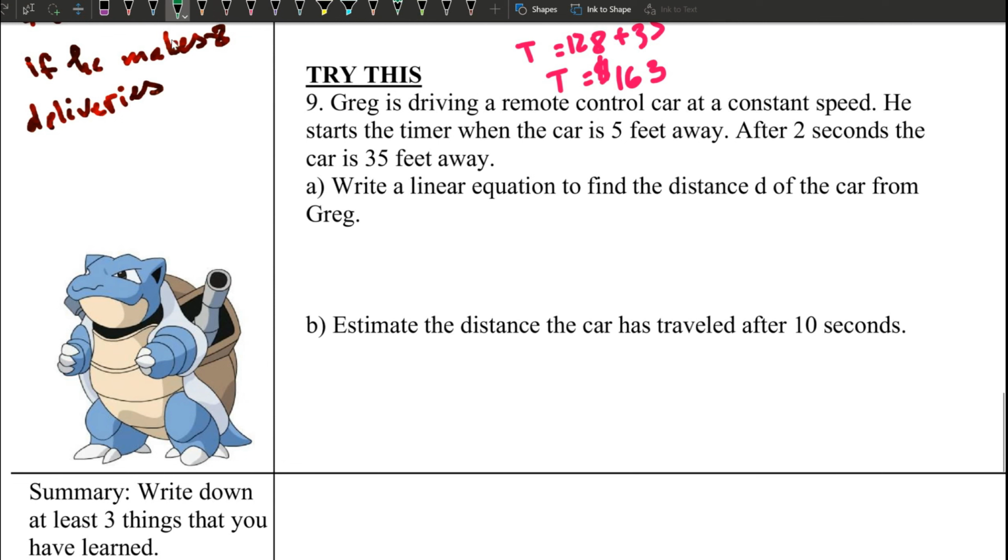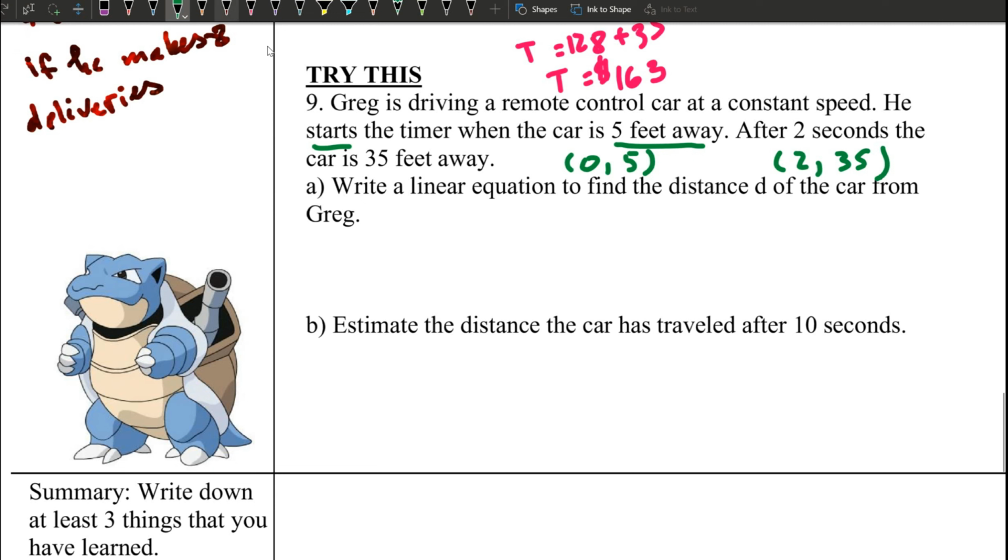Grant is driving a remote control car at a constant speed. He starts the timer when the car is 5 feet away. After 2 seconds, the car is 35 feet away. The car is 5 feet away when the timer starts, so that's the point 0, 5, because that's 0 seconds. And then after 2 seconds, so 2, 35. Write the equation to find the distance of the car from Grant. Estimate the distance the car travels in 10 seconds.